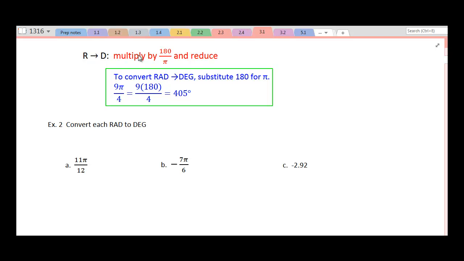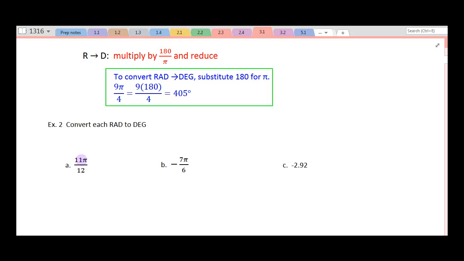Well, what if I want to take a radian measure and convert it back into degrees? Again, we can do this using the conversion: multiply 180 over pi by my radian value and then reduce it. Really, what this breaks down to is we're just going to replace pi in my function here with 180, and reduce that value to get the number using our calculator.